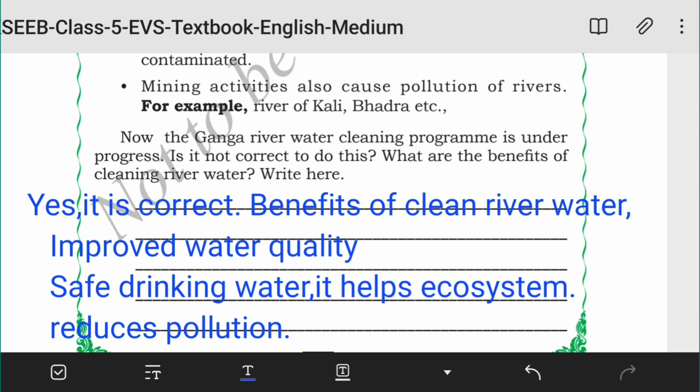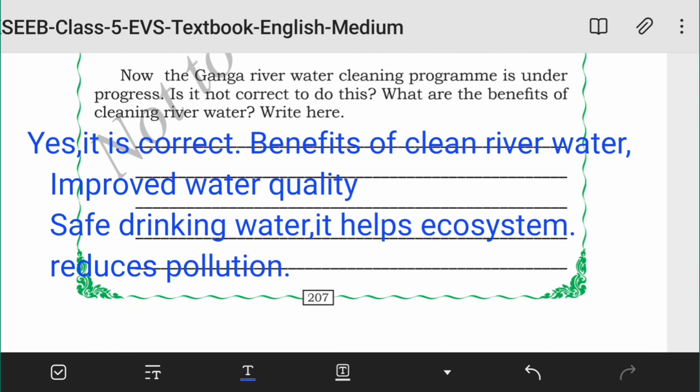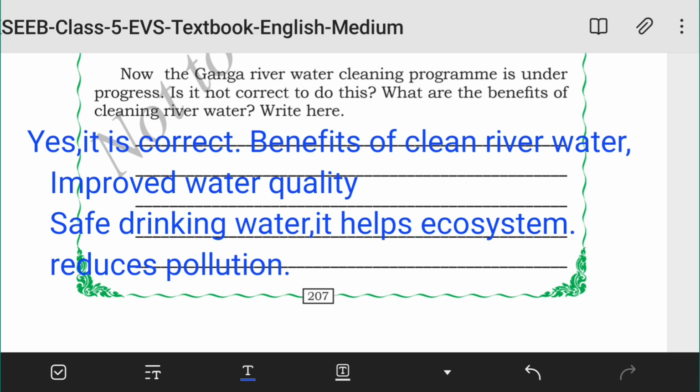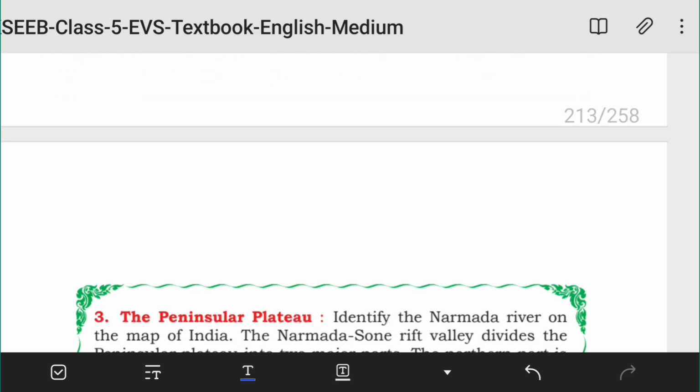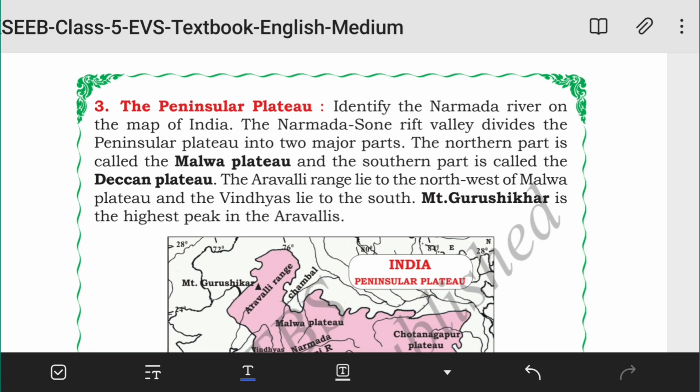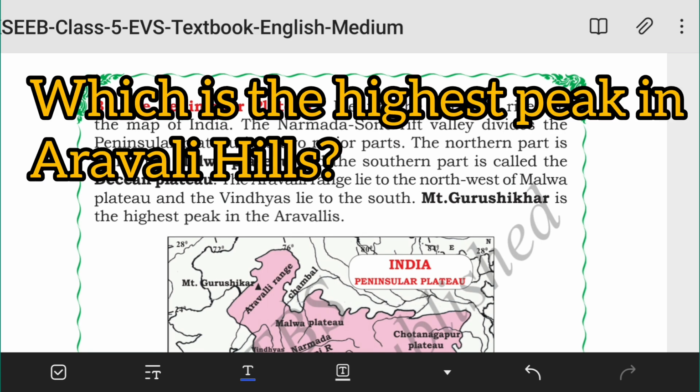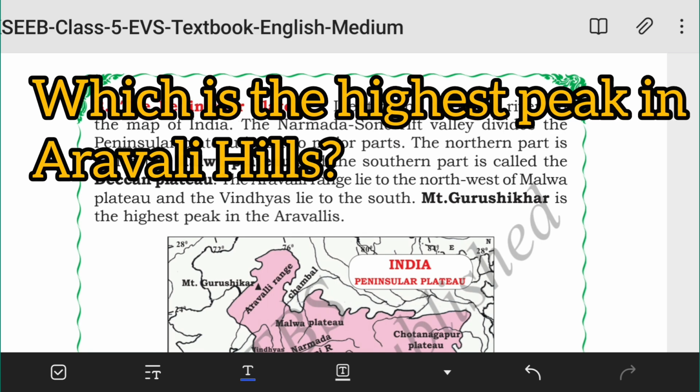Benefits of clean river water: improved water quality, safe drinking water. It helps the ecosystem, reduces pollution. Now, which is the highest peak of Aravali Hills? That is Mount Guru Shikhar.